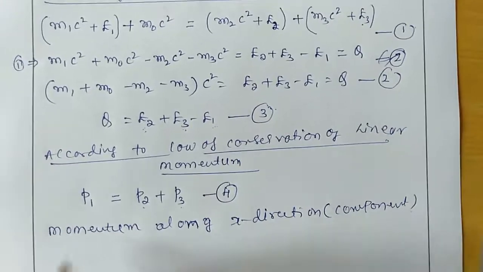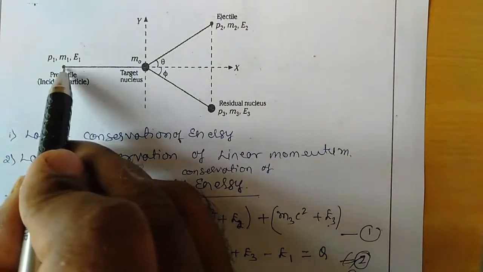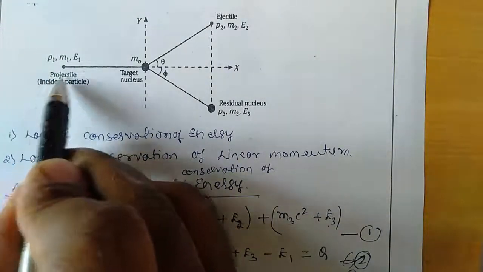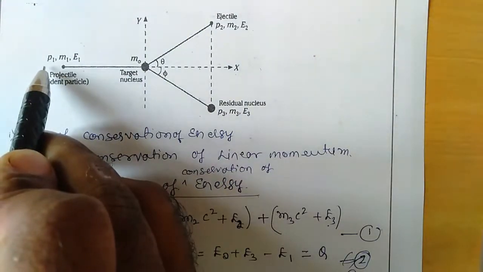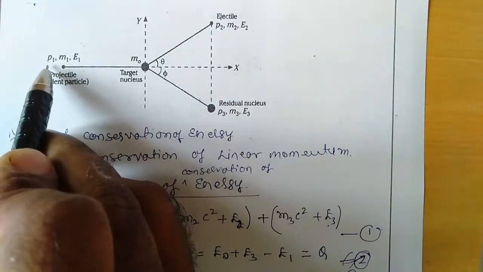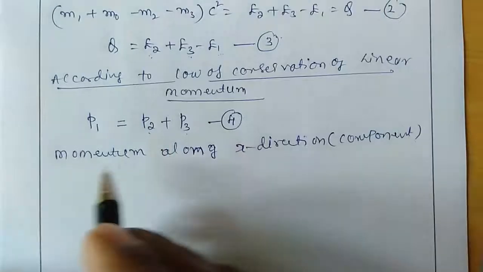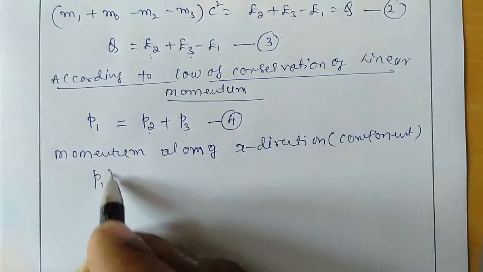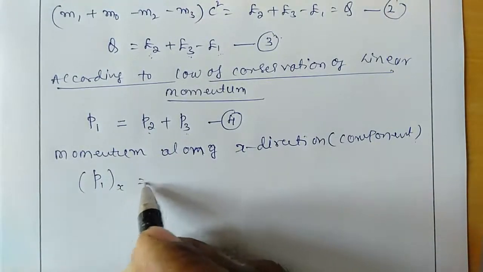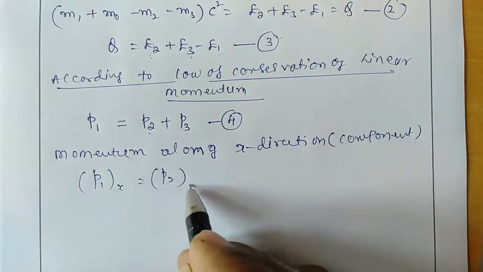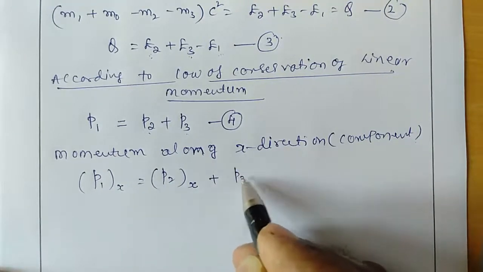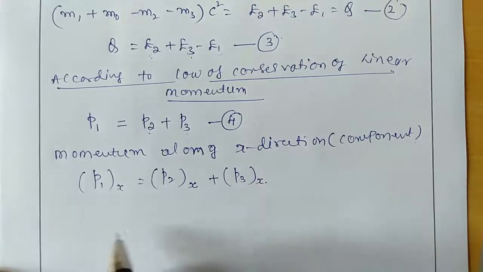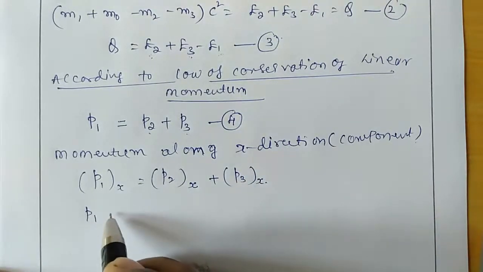Along x direction. See, in this diagram, if you look into, we have this linear momentum P1 before the nuclear reaction along the x-axis itself. So what is the linear momentum before the nuclear reaction along the x-axis? Means it is P1 itself. So therefore I'll write it as P1 of x component. This is equal to P2, that is the linear momentum of the ejectile along the x direction, plus P3 along the x direction. So this remains as it is as P1.